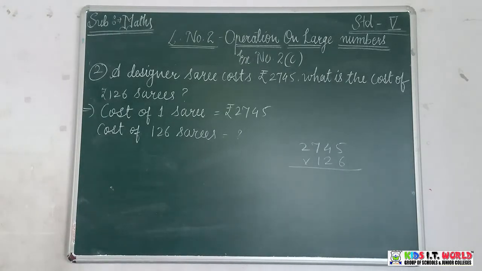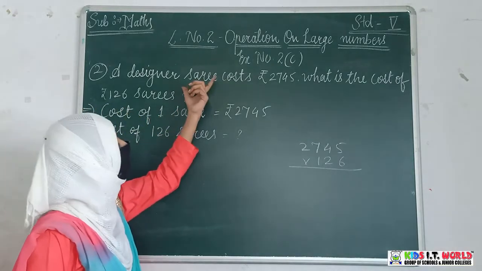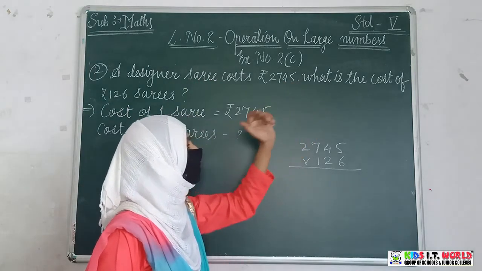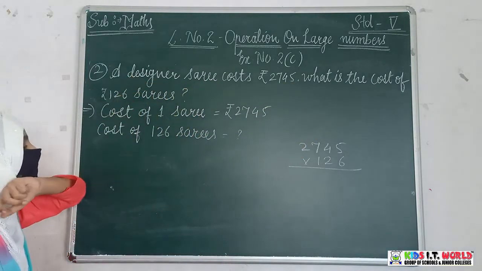Now the next word problem. A designer sari costs rupees 2,745. What is the cost of 126 saris? Means here the cost of one designer sari is given to you, that is 2,745. You have to find the cost of such 126 saris.